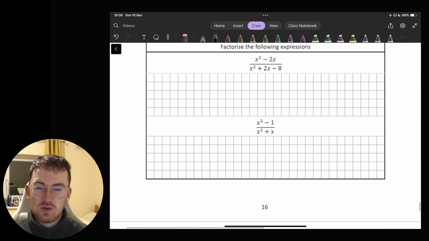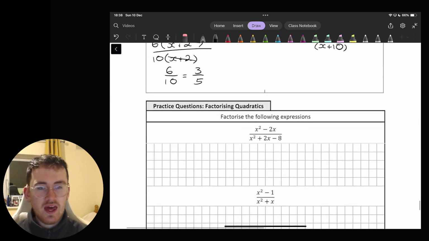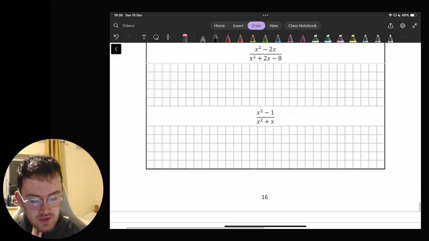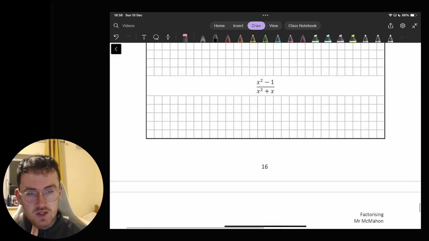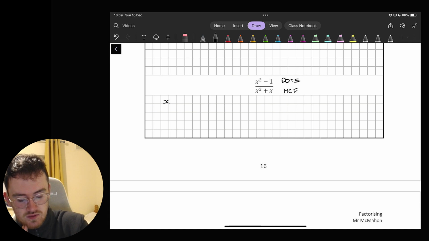So let's just look at a few of these examples here, or a few of these practice questions. We'll not do all of them, but we'll just do one or two just to get a little look at the sort of questions we have here. So let's look at the second one, x squared minus 1 and x squared plus x. So on the top here, it's looking like difference of two squares. On the bottom, it's looking like we'll be doing highest common factor.